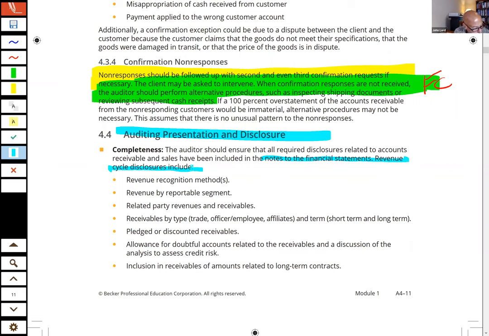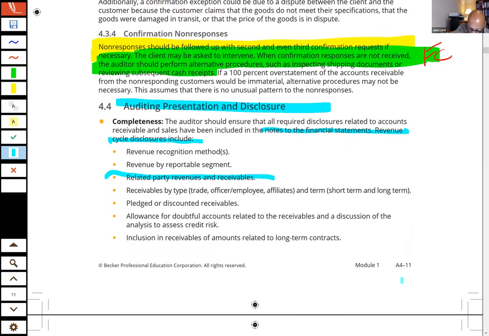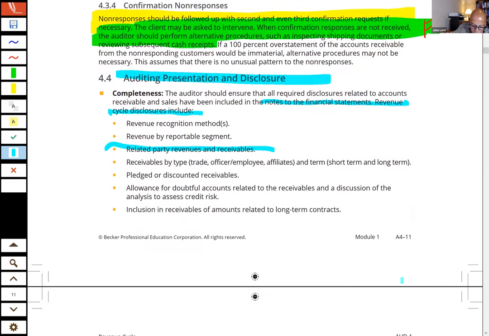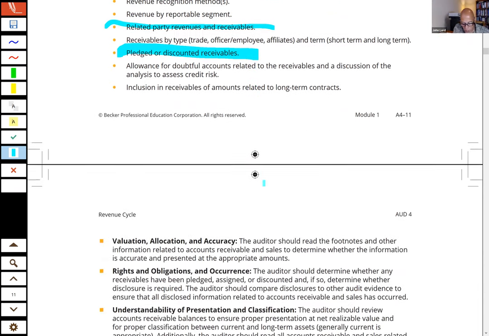But you take a look, and the notes of the financial statements are what we're talking about when we're talking about presentation and disclosure. We're talking about the footnotes. And as we know, we have to disclose information about related parties, pledges of accounts receivable, et cetera. We're talking about the footnotes here. Okay, good.